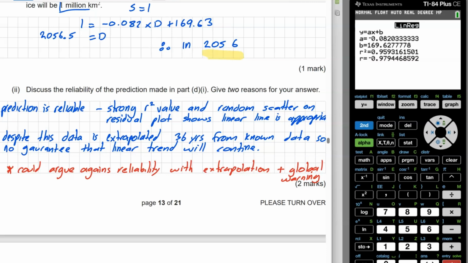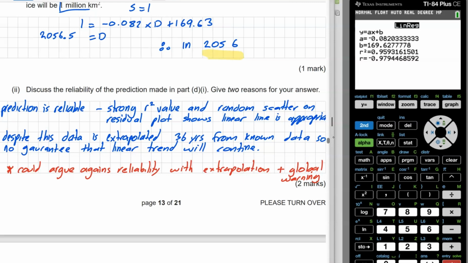So the prediction is reliable. However, we can then go and say we are extrapolating 36 years from the known data, so there's no guarantee that a linear trend will continue that far. So that's us discussing the reliability. Yes, it's reliable because of the high R-squared value and the random scatter on the residual plot, but we are extrapolating a long way, which lends some doubt to it.